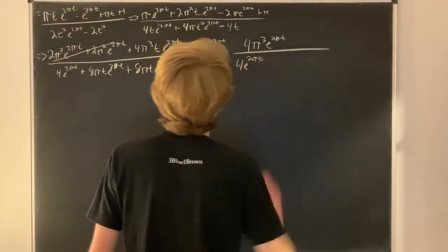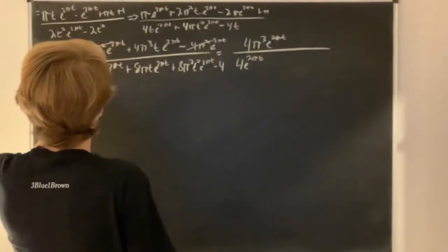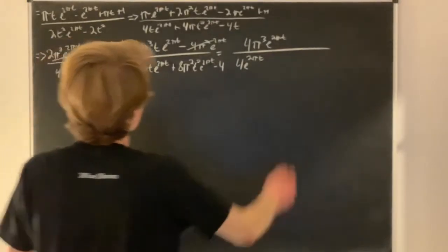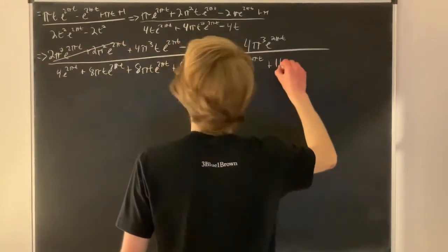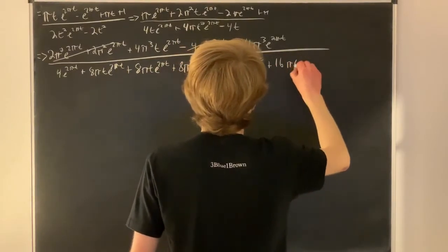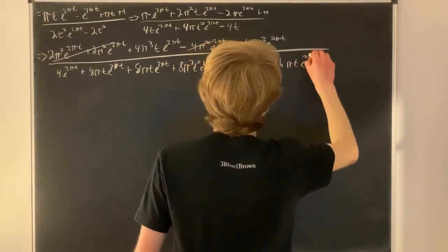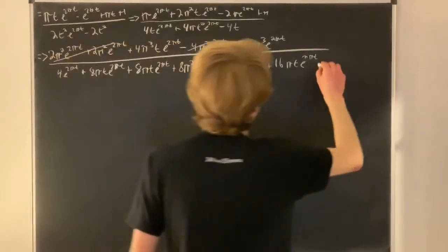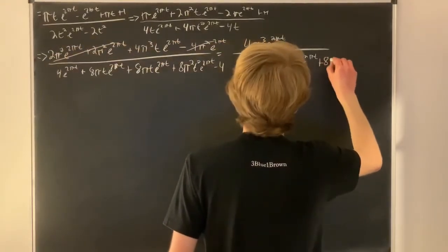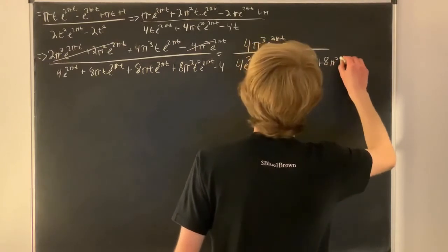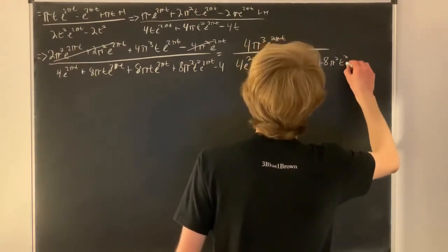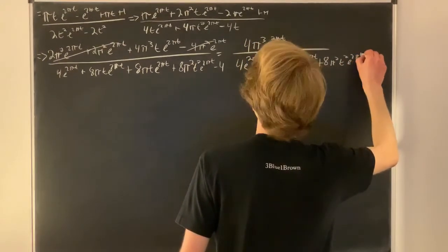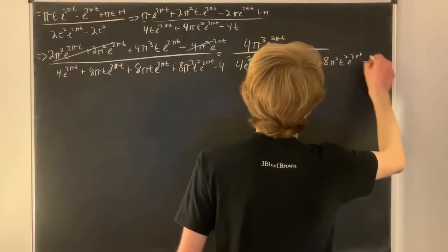And then plus 8 pi t plus 8 pi t. This is going to give us plus 16 pi t e to the 2 pi t. And then this is just plus 8 pi squared t squared e to the 2 pi t minus 4.